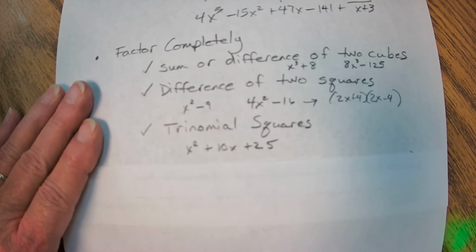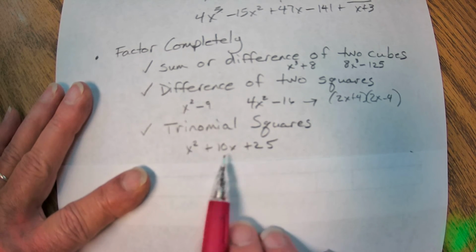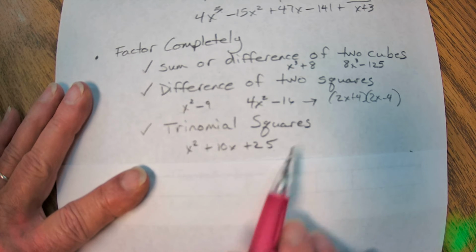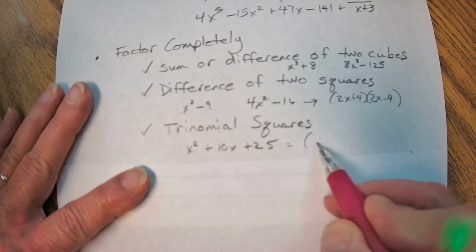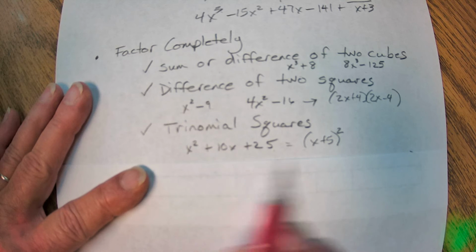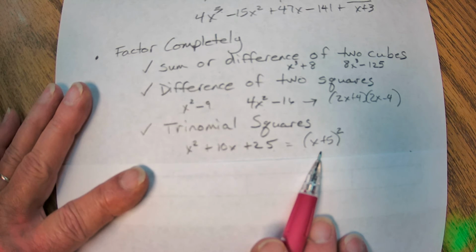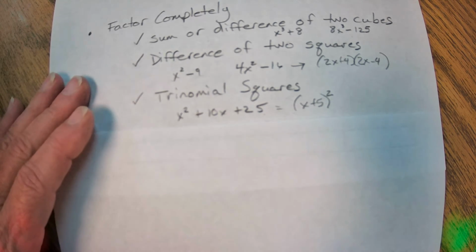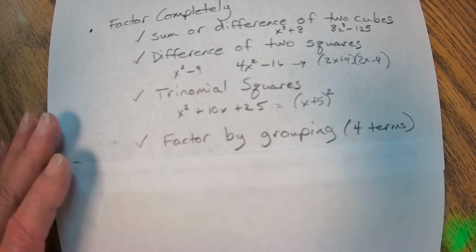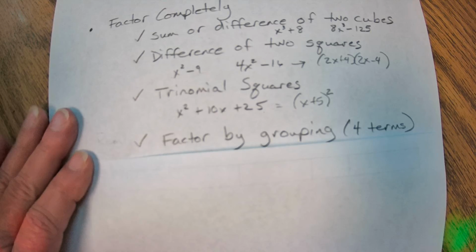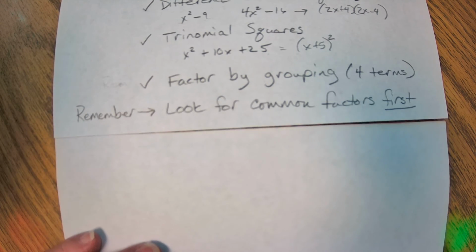Are you factoring trinomial squares? Remember, the way to tell is if you take half the middle term and square it, and you get the last term, this is a trinomial square, and that is x plus 5 squared. This is helpful if you're solving by square roots. Remember, that's also why we completed the square last block. And if you have 4 terms, look to see if you can factor by grouping. Please remember that you're always looking for a common factor first.